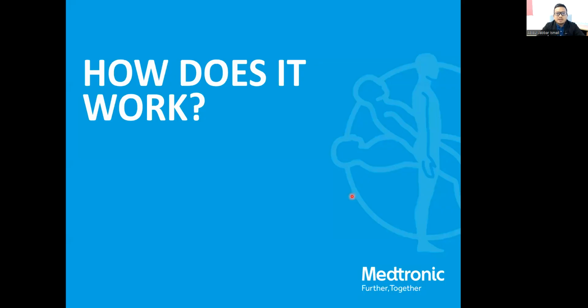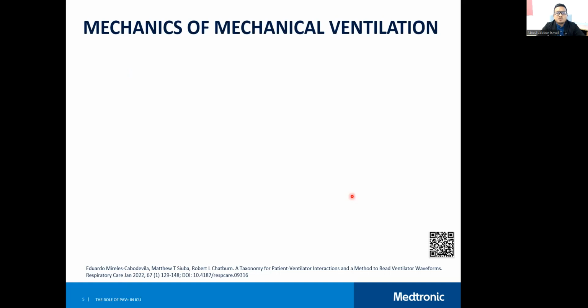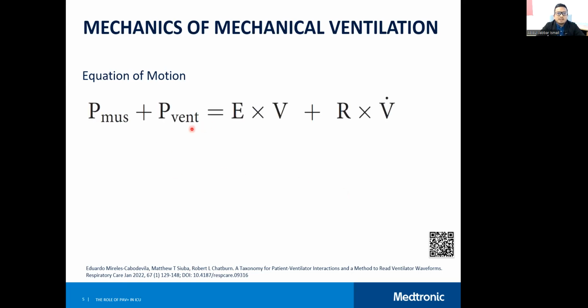So how does PAV plus work? Before we go into how PAV plus works, we need to know some mechanics of mechanical ventilation. The most important equation for understanding mechanical ventilation is the equation of motion. When we are talking about the ventilator, it's all about the motion to ventilate the lungs. On one side we have the pressure that is pushing into the lung, and on the other side are the loads that need to be overcome to distend the lung.